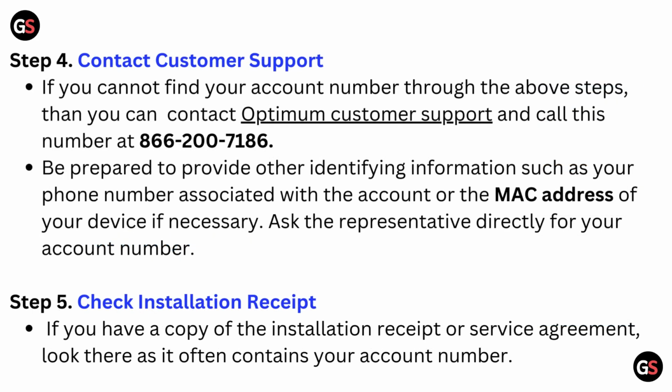Step 4. Contact customer support. If you cannot find your account number through the above steps, then you can contact Optimum customer support and call this number at 866-200-7186. Be prepared to provide other identifying information such as your phone number associated with the account or the MAC address of your device if necessary. Ask the representative directly for your account number.